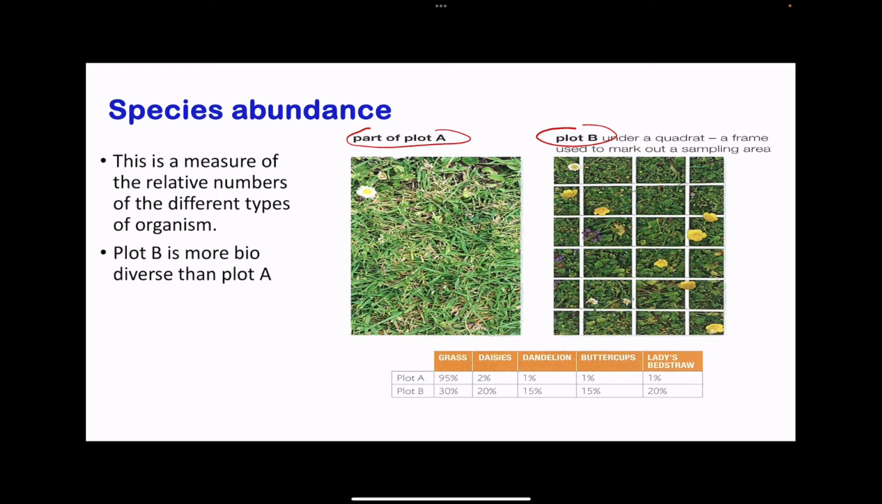We can see both plots of land have the same species richness, meaning they have the same number of species. However, the evenness is going to be different because we can see this is 95%, but the others have a lower percentage, yet this is more evenly distributed out. So we can say plot B has greater biodiversity in comparison to plot A.